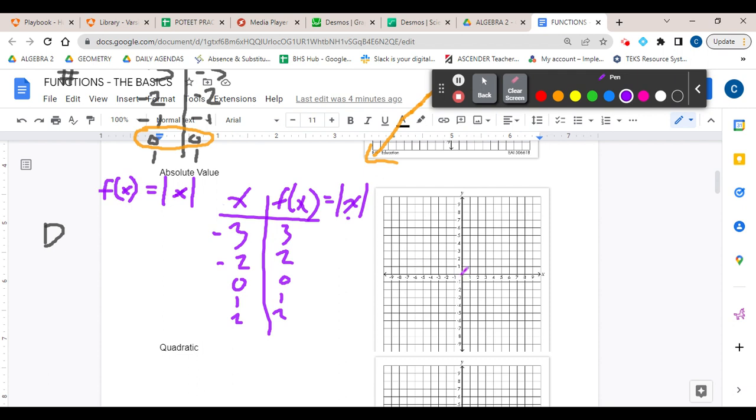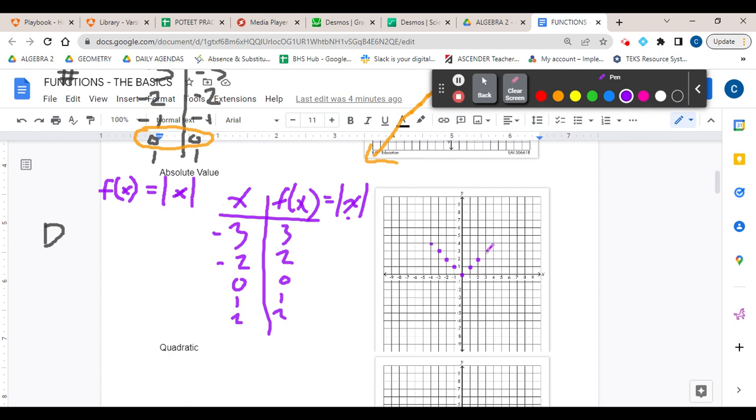so we have negative 3, 3. And we have negative 2, 2. Okay, and negative 1, 1. It's not in the graph, but it's there. And we have 0, 0. And then we have 1, 1. And then we have 2, 2. All right, hopefully we see the pattern.